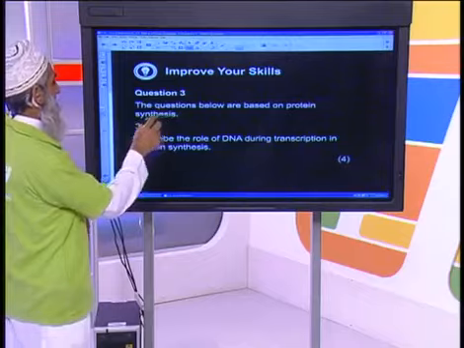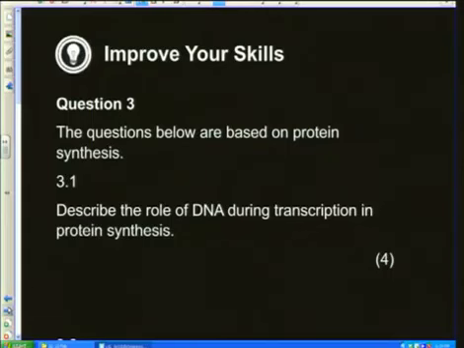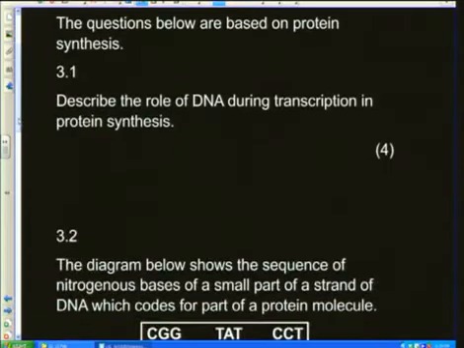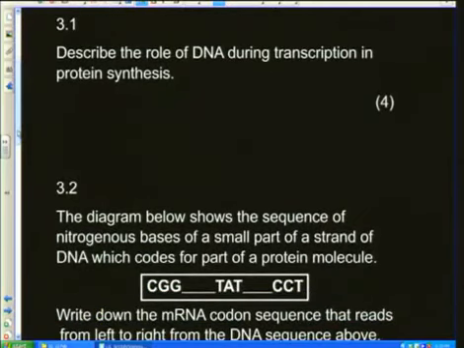The questions below are based on protein synthesis. Describe the role of DNA during protein synthesis. We've done that already. Or rather, DNA. All right, describe the role. What is the role?